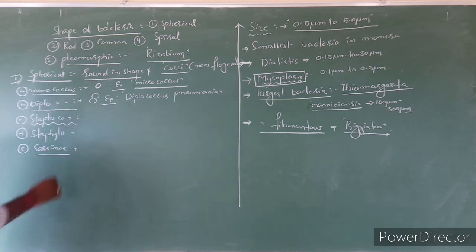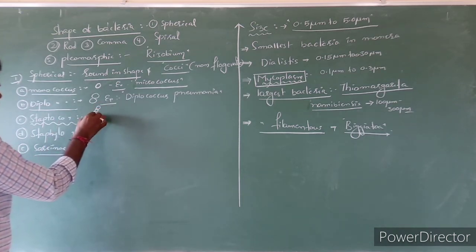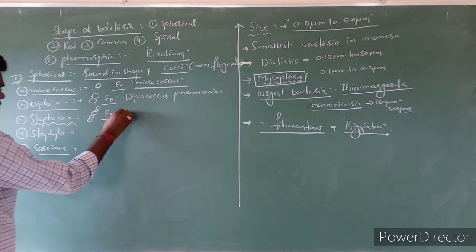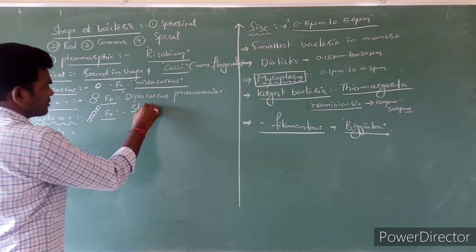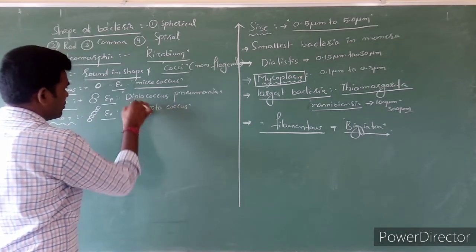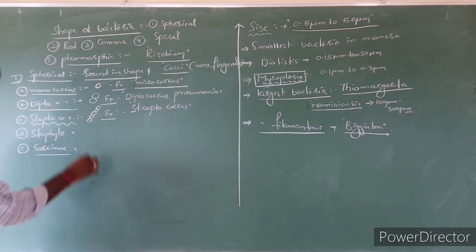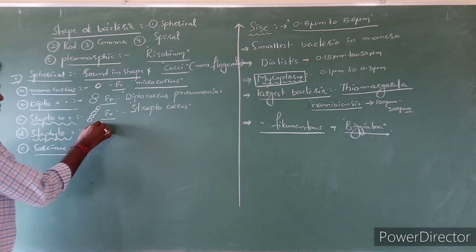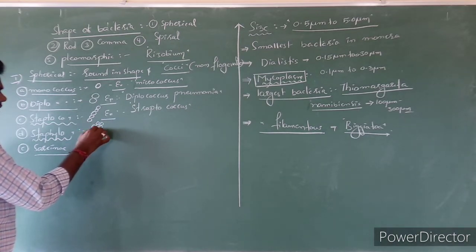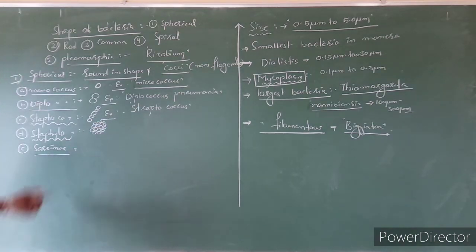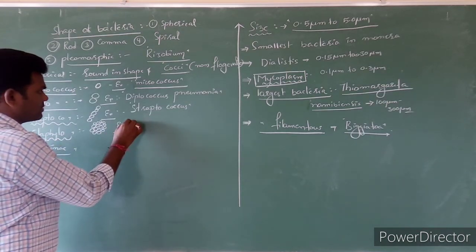Next, Streptococcus. Here, they look like a chain-like arrangement. Example is Streptococcus. Next, Staphylococcus. Here, a large number of bacteria are arranged in an irregular arrangement. So such a shape is called Staphylococcus. Example is Staphylococcus bacteria.